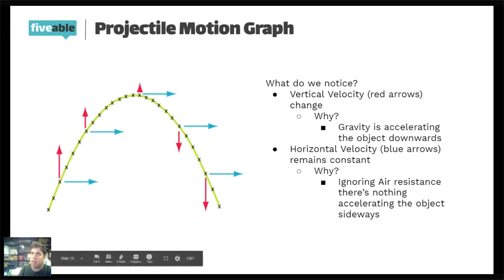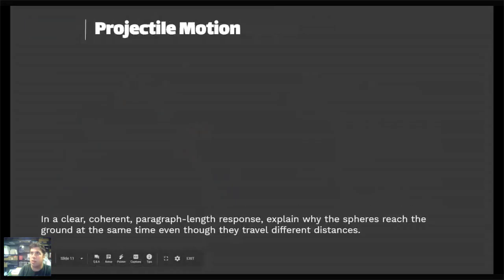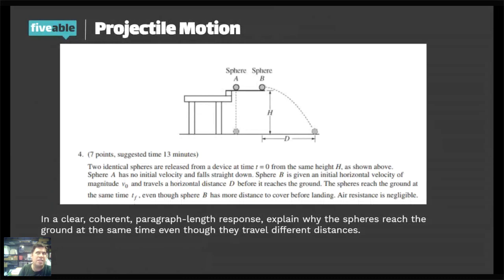So let's take a look at an example of this that would show up on an AP question. This is from 2016, I believe. It's one of the free response questions that's put out. They talk about two identical spheres released from a device at t equals 0 from the same height h, as shown above. Pretty much exactly the same thing we saw in that video clip.